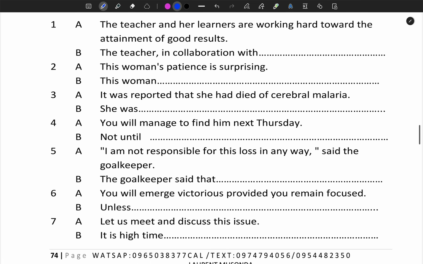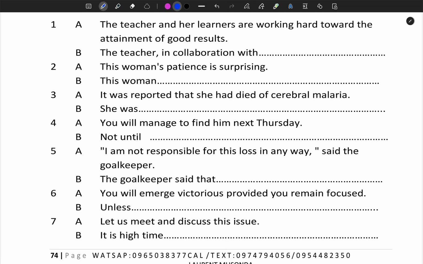Now there are some rewrites that have rules that need to be followed, and there are also rewrites that just depend on your level of English. So the first question here: the teacher and her learners are working hard toward the attainment of good results. So the reason why the teacher and her learners are working hard is so that there is a good result at the end of the journey.